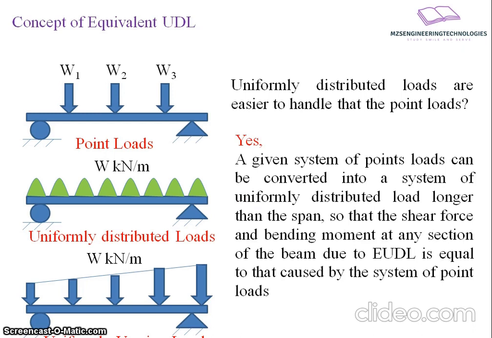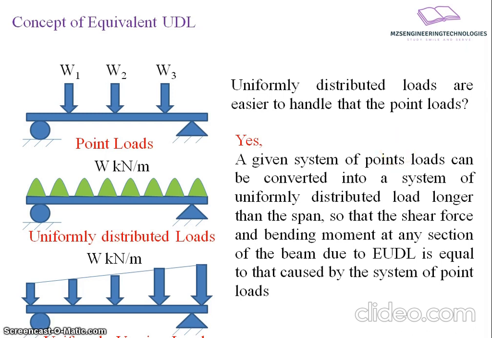So the answer can be written as: a given system of point loads can be converted into a system of uniformly distributed load longer than the span, so that the shear force and bending moment at any section of the beam due to the equivalent UDL is equal to that caused by the system of point loads.